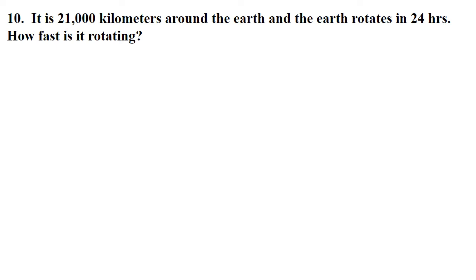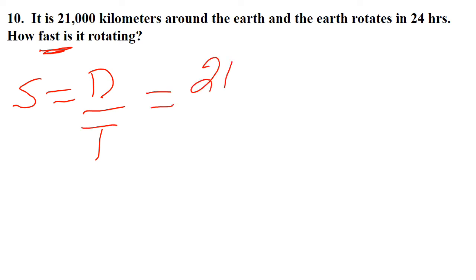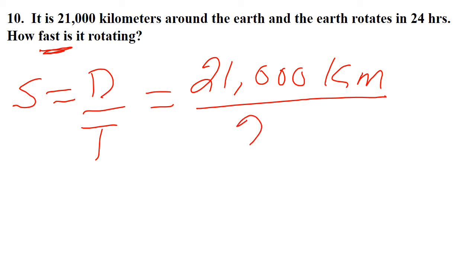Number 10, it is 21,000 kilometers around the Earth, and the Earth rotates 24 hours. How fast is it rotating? So again, the key word is fast, which tells me it's a speed equation. So speed is equal to distance divided by time. The distance here is 21,000 kilometers divided by a time of 24 hours. I'm going to leave it as kilometers per hour.